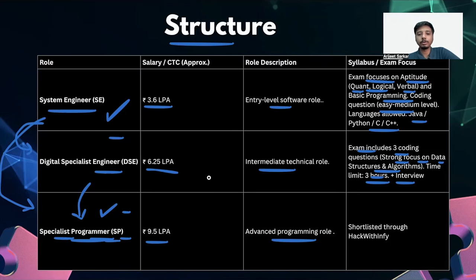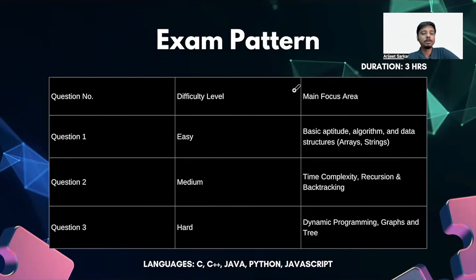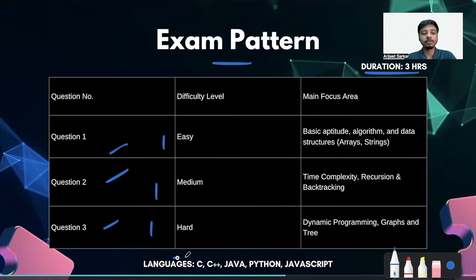Now let's get to the coding related exam part, the three coding questions which we discussed here, and let's discuss its pattern, right? Moving on. So now let's discuss the exam pattern. As we discussed, it is going to be a 3 hour long examination, and we will have three questions. So it's going to be 1 hour for each question, right? And the languages which we are allowed are C, C++, Java, Python, and JavaScript. These are the allowed languages, right?